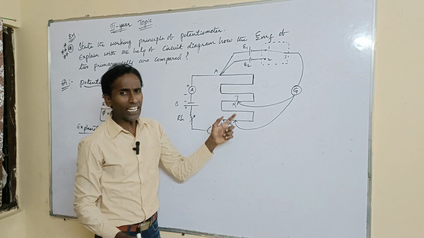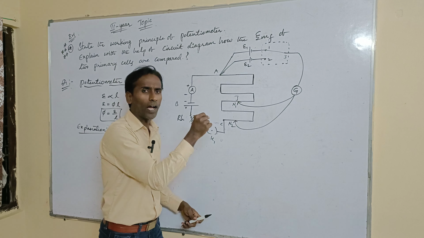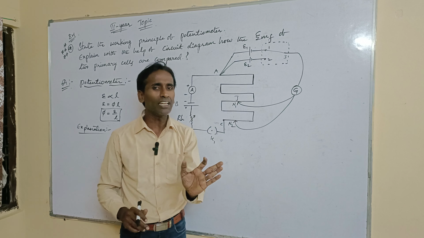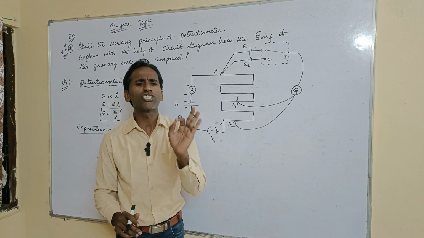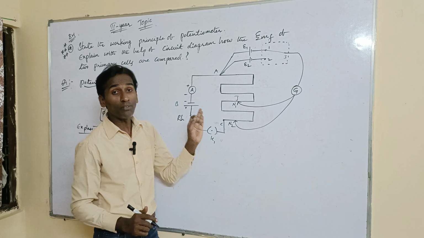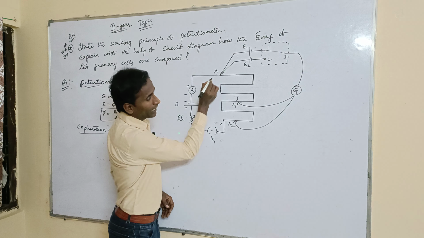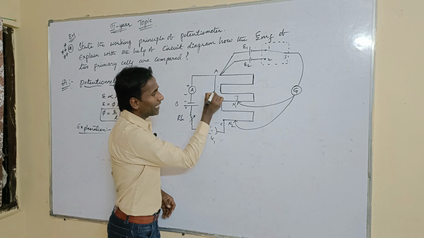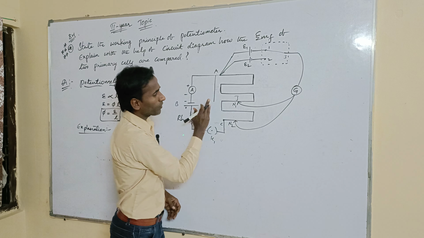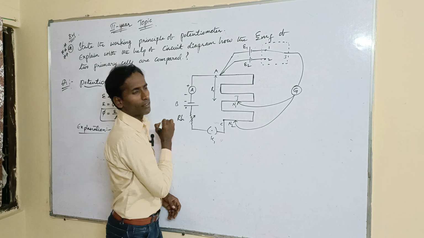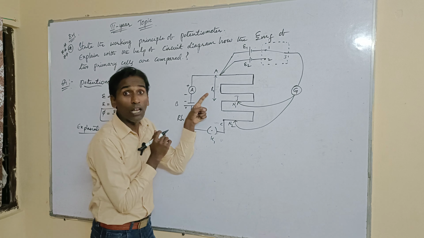Now take the jockey and press it along the wire. At a particular point, the galvanometer shows null deflection. Null means nothing but zero deflection. Where does it become zero deflection? That balancing length is from point A to N1. This balancing length is L1.